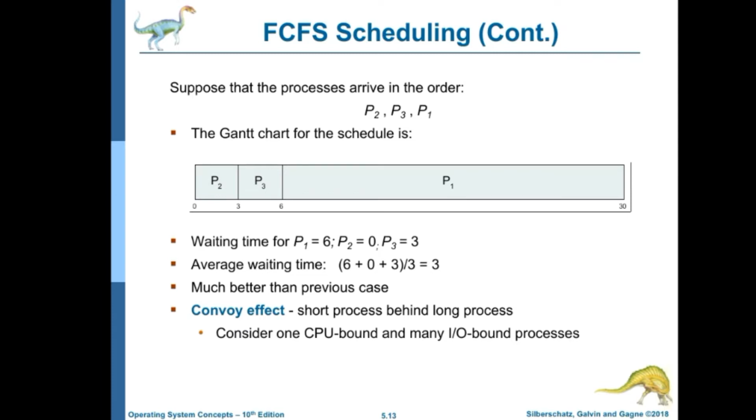The waiting time of P1 is equal to 6, P2 waits 0, and P3 is 3. So the average waiting time is 6 plus 0 plus 3, divided by the 3 processes, which equals 3. So it is much better than the previous one. The convoy effect: short process behind long process. Consider one CPU-bound and many IO-bound processes.